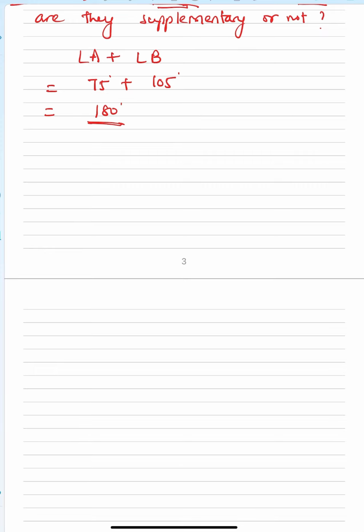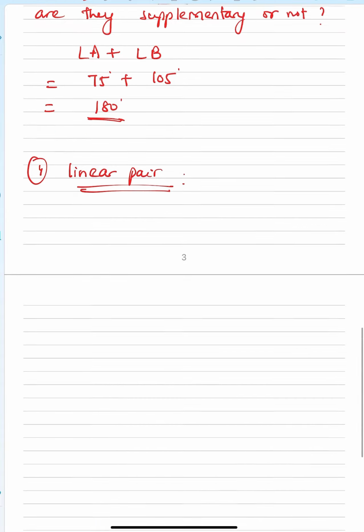See, what is a linear pair? Linear pair is nothing but if two adjacent angles have one common arm and other two arms are opposite rays, then they are said to form a linear pair. Okay, and the angles of linear pair are supplementary. Got it? So we will learn about linear pair. What is a linear pair?